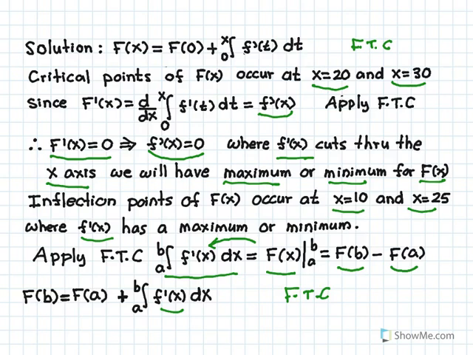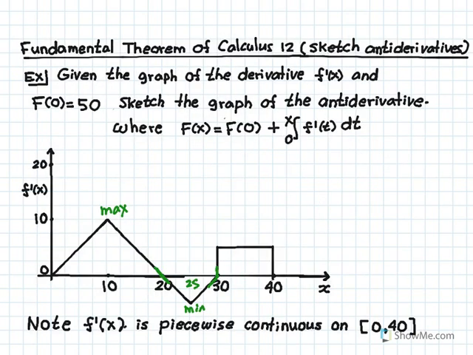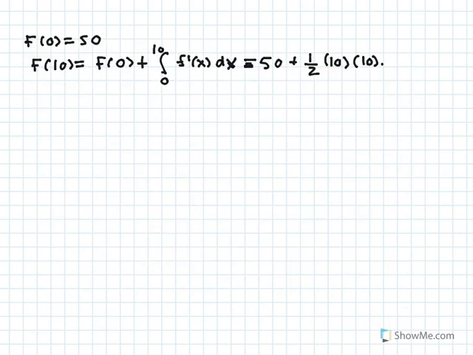Let's go back to the graph. So we can see that 1/2 the base, from 0 to 10, that's 10. And then the height is also 10. So half the base times the height gives us 50. All right, so that's going to give us 100.